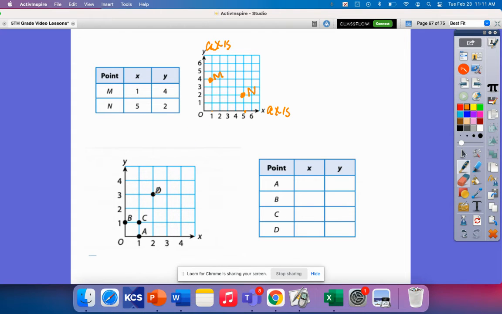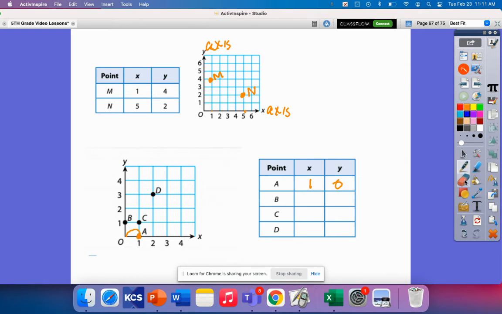Now you may also be given some points and you have to find the ordered pair that matches the point. So let's find point A right here. Remember, I'm going to find my X value first. So the X value is 1. Now, this doesn't go up anywhere. It stays here on the X axis, so the Y value must be 0. It means I didn't go up to any of these other Y values. So it's (1, 0).